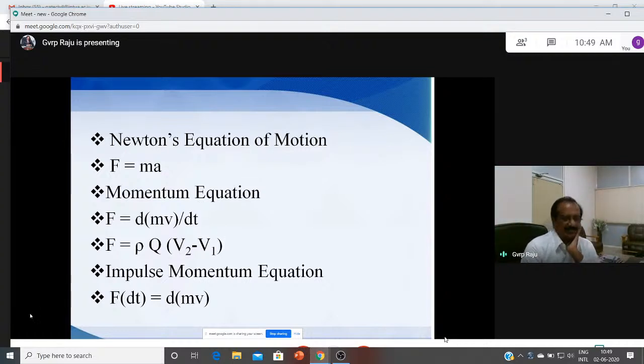The other one is the impulse momentum equation, which is F dt is equal to d of mv. If you take this dt to this side, F dt is equal to d of mv. So F dt is the force in a time dt. This is also called impulse. Force in a time dt is also called impulse. And in the momentum equation, change of momentum is d of mv, which is equal to F dt. So the force in a time dt is equal to the change of momentum, d of mv.